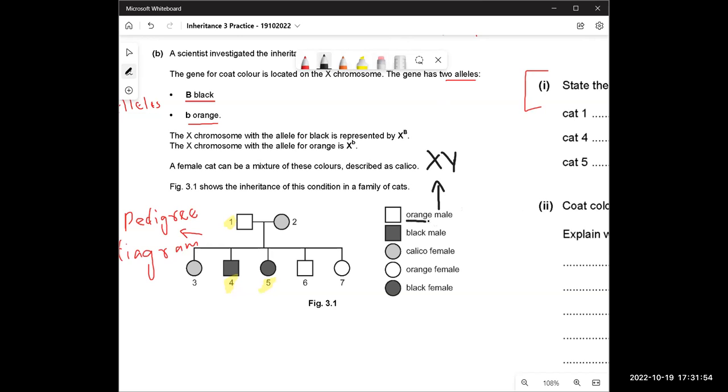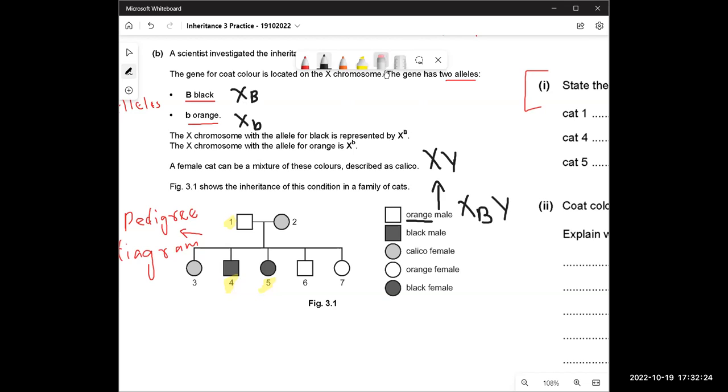So now, the male is also orange. So it's going to be X capital B, or X small b, Y. It's XBY? But okay, Zara, look at this. You have XY, and what kind of X will this guy have? It's XY, but we have to choose from 2 X's: X capital B or X small b.